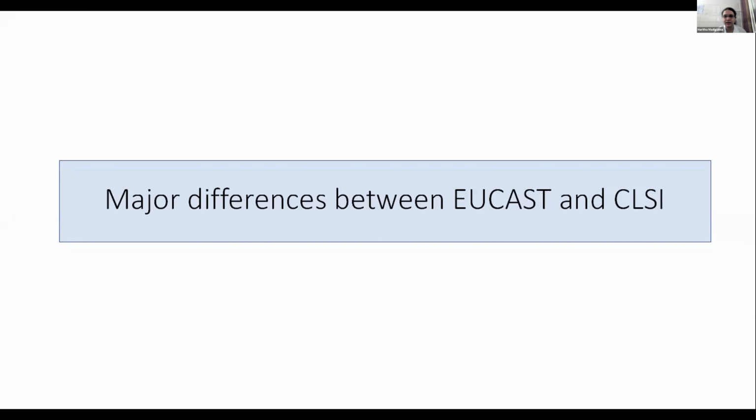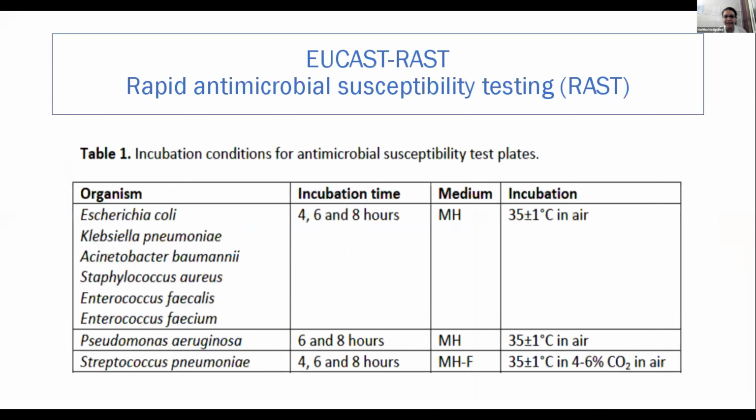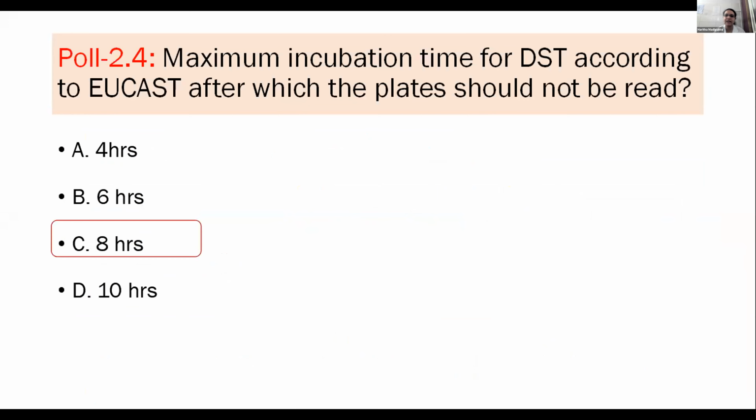MHA only they'll be using. Here they've mentioned it is the same MHA only. In this slide I have shown the incubation and the plates. For gram negatives and for enterococcus also, it is the Mueller-Hinton agar only. And for Streptococcus pneumoniae, as we normally use, the Mueller-Hinton blood agar, whichever is there, that has to be used.